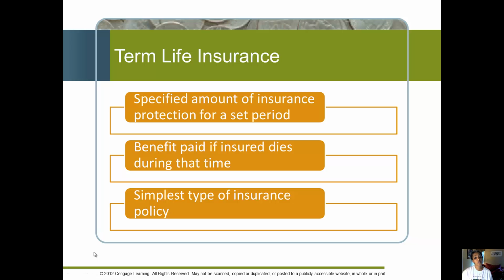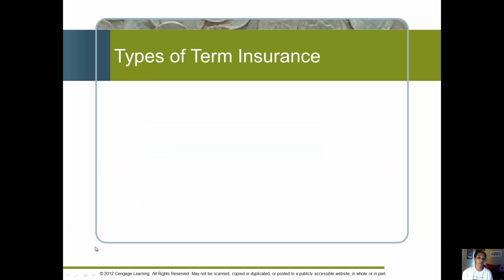So now, when we've identified how much insurance we need, what type of policy? First, there's a term life insurance policy that gives a specified amount of insurance protection for a set period. And so the benefit on that policy is paid if the person who's insured dies during that set period. And so it's basically the simplest type of insurance policy.